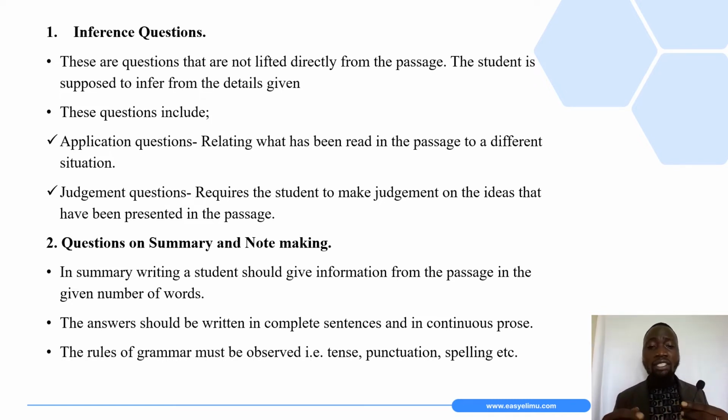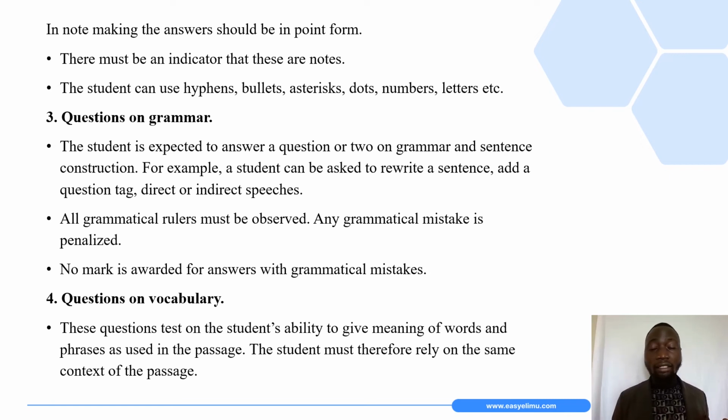So the students are required to give information from the passage in the number of words. If you're told to use words not exceeding 50, then you can have 45 to 50 words. If you're told not to use below 30, then you know what to do, and so on. So stick to the number of words that you are supposed to use. They also don't have to be exact. Like if you're told in about 50, you don't have to use exactly 50 words. You can go up to 55, or come down to 45, and so on.